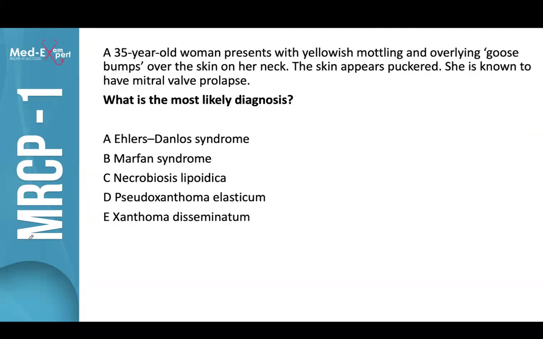Next question. A 35-year-old woman presents with yellowish mottling overlying goosebumps on the skin over the neck. The skin appears puckered. This is called chicken skin. Puckered skin. And she also has mitral valve prolapse. What is the likely diagnosis?